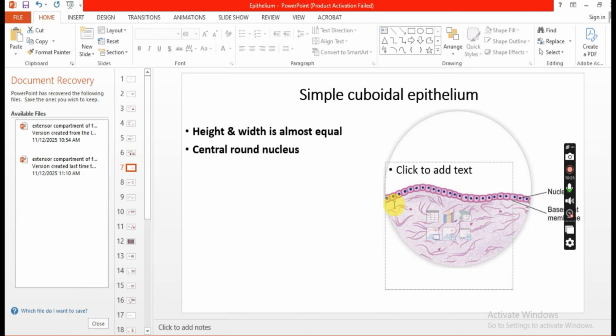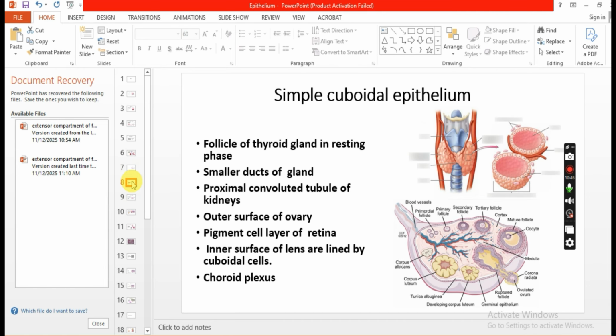Now simple cuboidal epithelium, looking exactly like cubes here, isn't it? The width and the height of the cell are almost equal, so they appear like a cube. The nucleus will be circular and in the central position. This type of epithelium you can see in many parts of our body. The classical example we talk about is the thyroid follicle. Thyroid is an endocrine gland which is located in your neck.